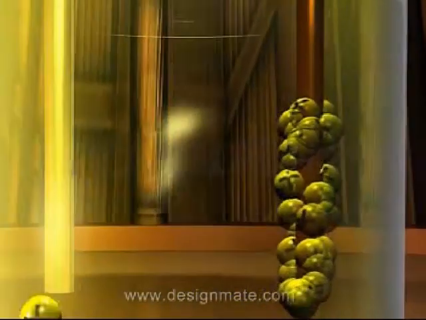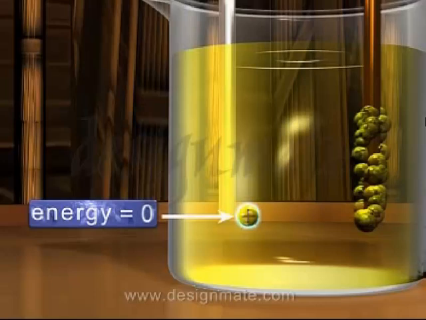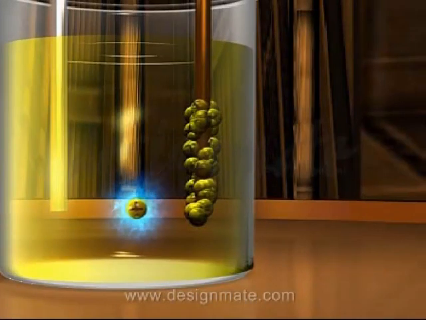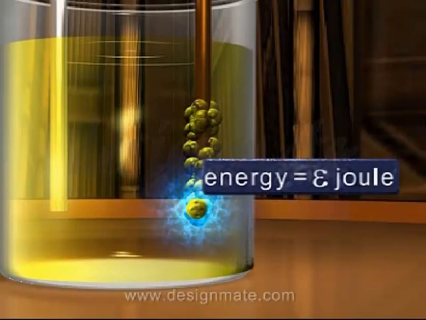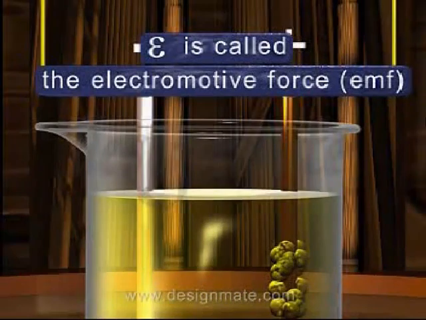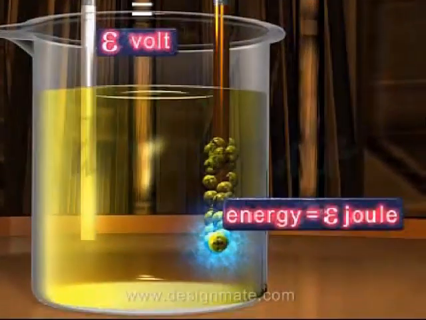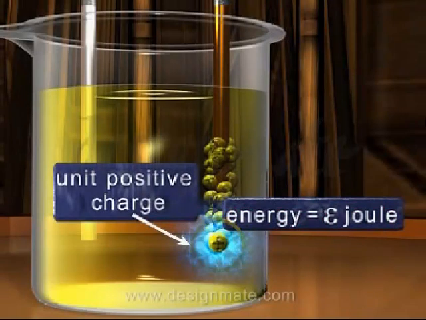Thus, arbitrarily taking the energy of the unit positive charge on the negative terminal as 0, if the energy acquired by the unit positive charge when it moves from the negative terminal of the battery to the positive terminal is epsilon joule, then epsilon is called the electromotive force of the battery, equal to epsilon volt. Thus, epsilon volt of EMF, that is, the electromotive force, corresponds to epsilon joule of energy stored in the electrochemical cell per unit positive charge.